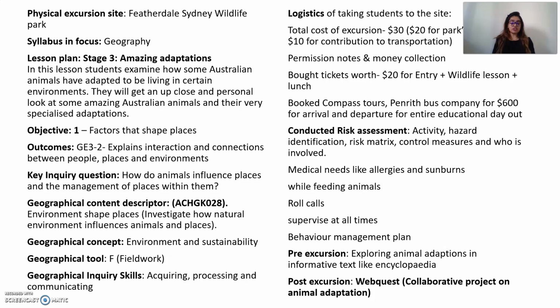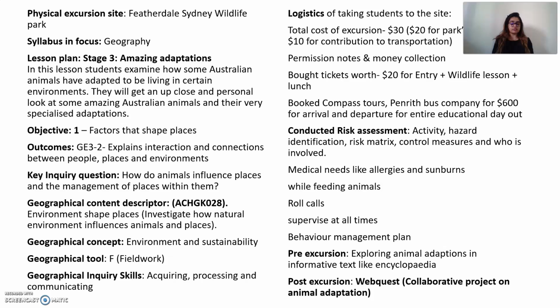Hello, my name is Jigna Chevli and I'm going to discuss the visit to Featherdale Sydney Wildlife Park, which works as a place-based learning site for Stage 3 students. Featherdale provides a home to over 2,000 Australian native animals from more than 260 different species and is home to the world's largest collection of Australian wildlife.